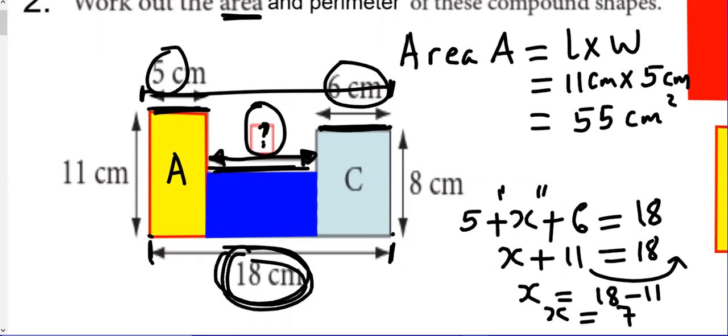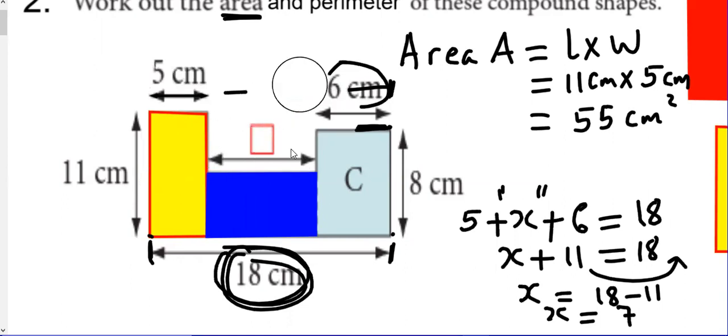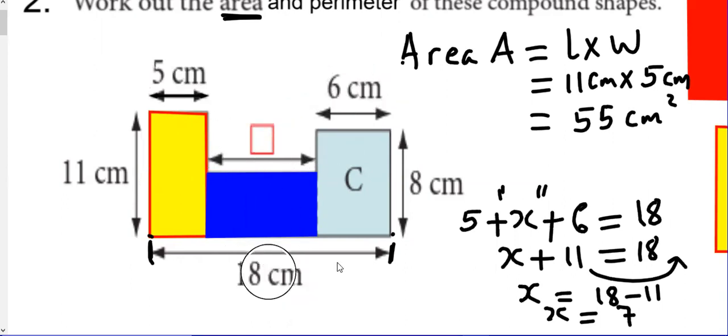So the missing number here, let me show you clearly. The missing number here is 7 centimeters. And I can try to prove to you: 5 plus 7 is 12, plus 6 is 18, which is all this length there. Okay, so I figured it out correctly.